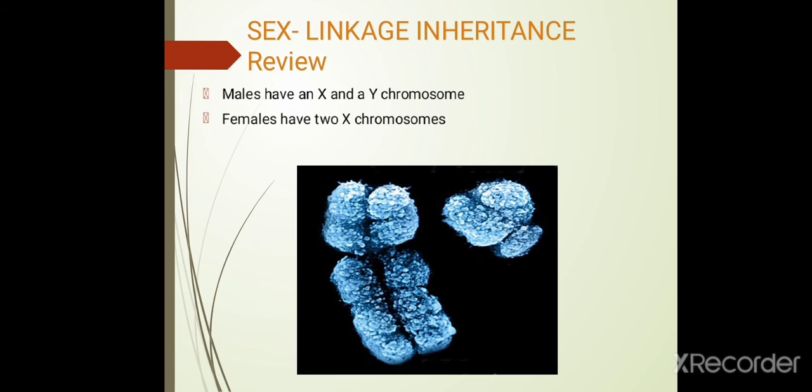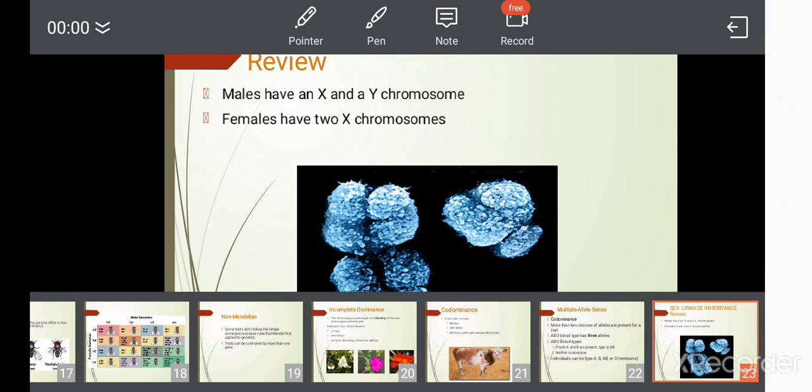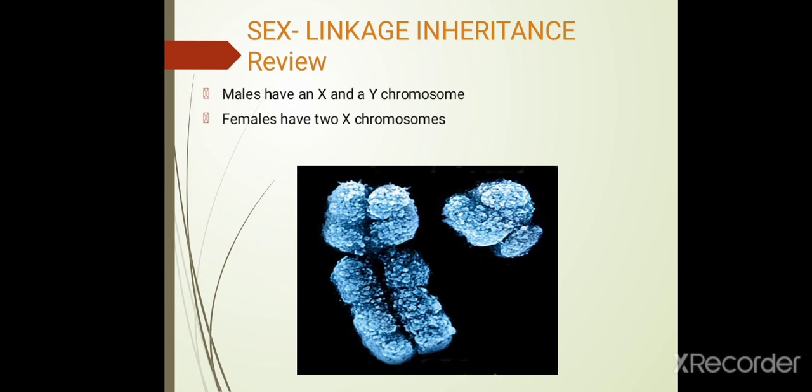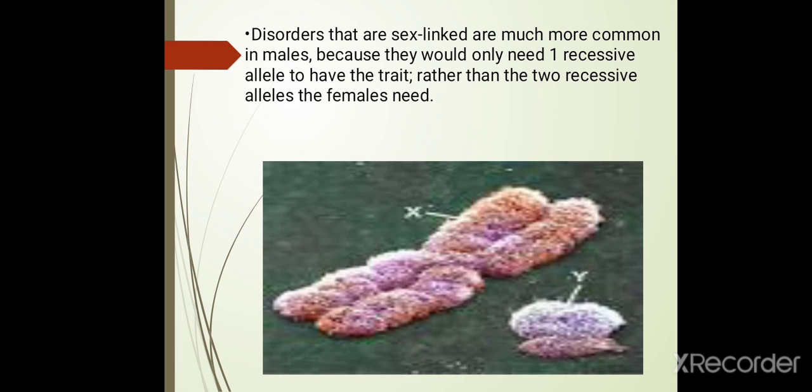So next one is sex-linked inheritance. In males, they have X and Y chromosomes, while in females, they have 2 X chromosomes. These chromosomes determine sex, so genes located on these chromosomes are known as sex-linked genes. The X chromosome is much larger than the Y, so it carries more genes than the Y chromosome. These disorders that are sex-linked are much more common in males because they would only need one recessive allele to have the trait, rather than the two recessive alleles the females need.